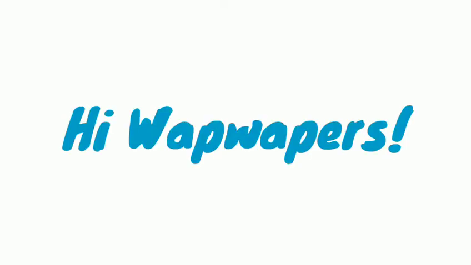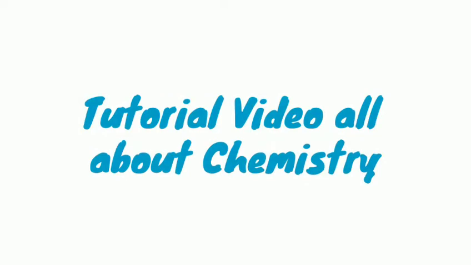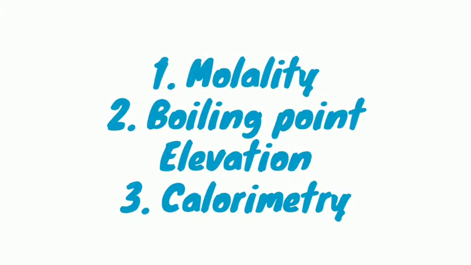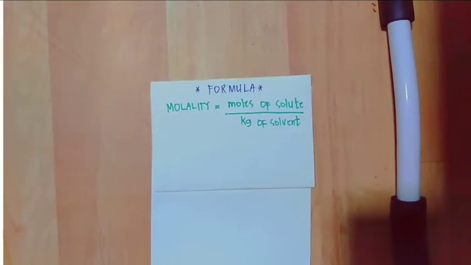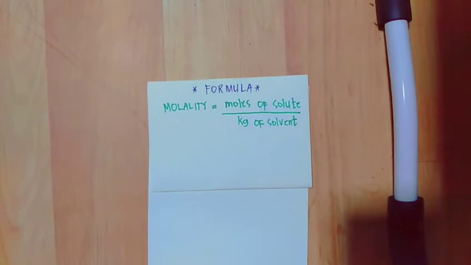And for today's video, we're going to have a tutorial video all about chemistry. So we're going to solve problems about molality, boiling point elevation, and calorimetry. So let us start with molality. This is the formula for molality: molality equals moles of solute over kilogram of solvent.